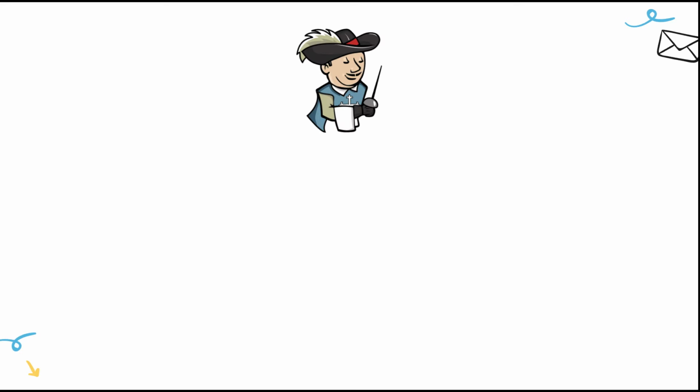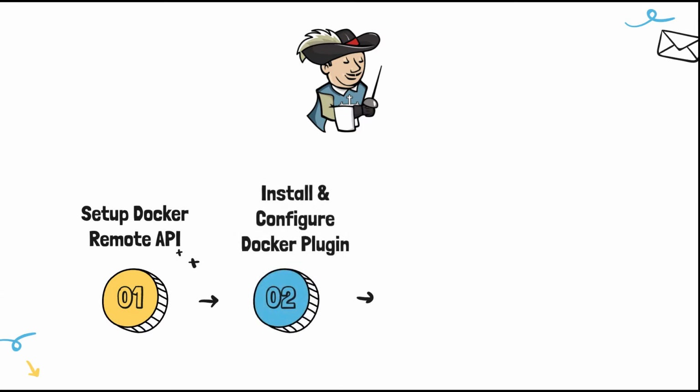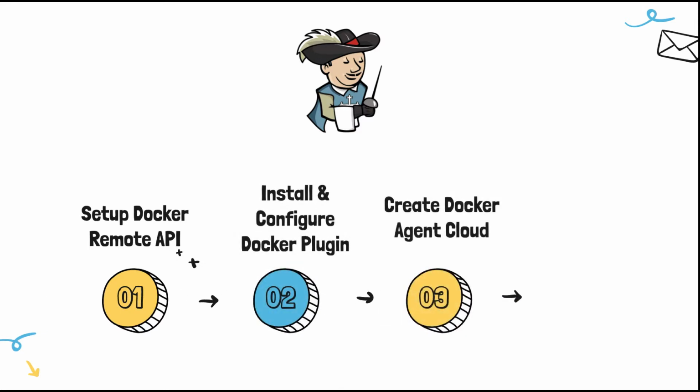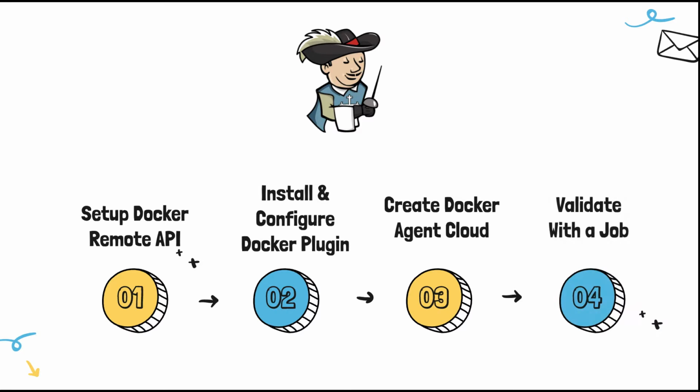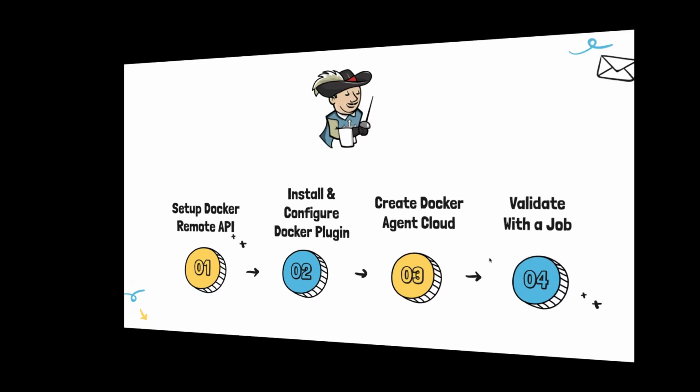So in this video I'll show you how to set up a Docker remote API on a Docker host, install and configure a Docker plugin on Jenkins, and create a Docker agent cloud that will be used as an identifier in our Jenkins jobs, and finally validate the setup using a test job which triggers a dynamic Docker slave that successfully executes a test script. Now let's have a look at the key benefits of using Docker as a build slave.